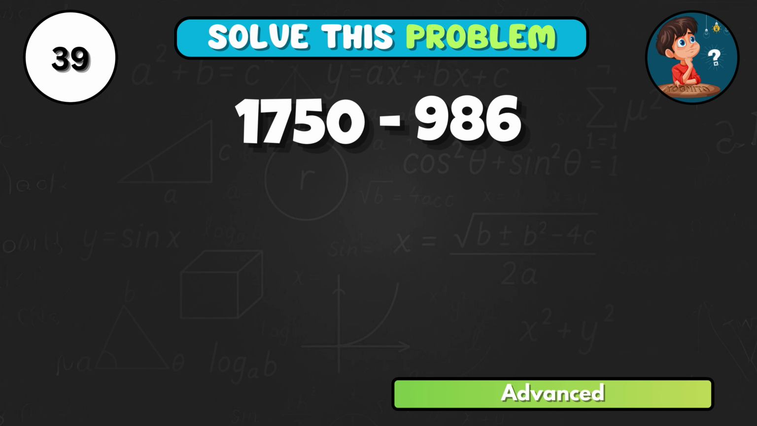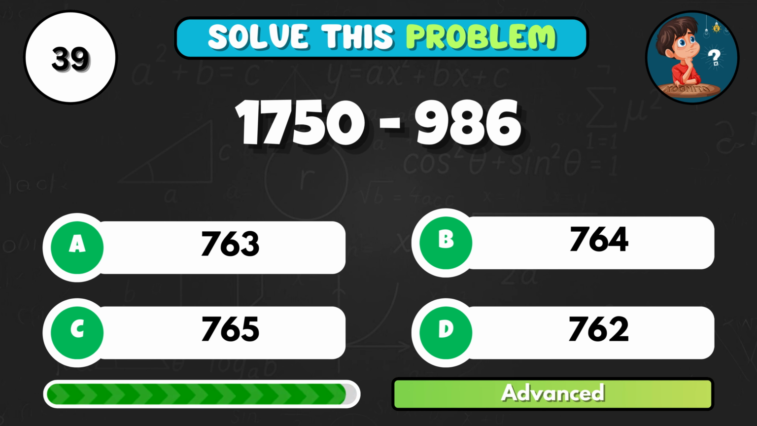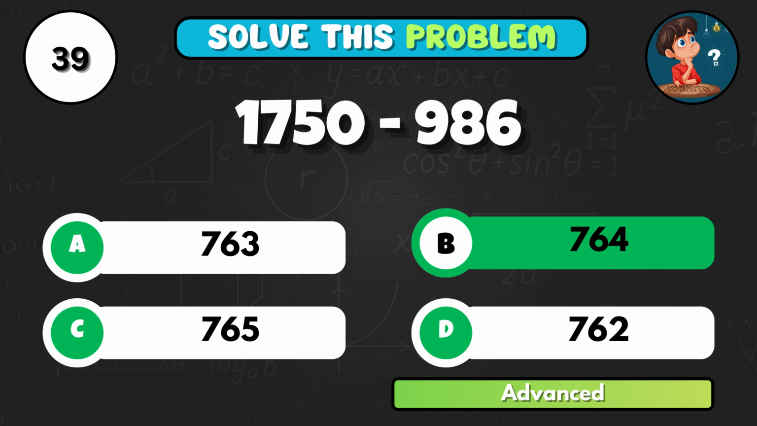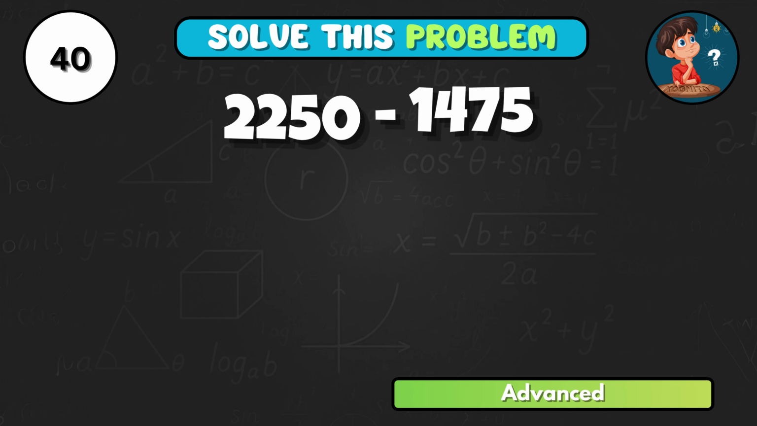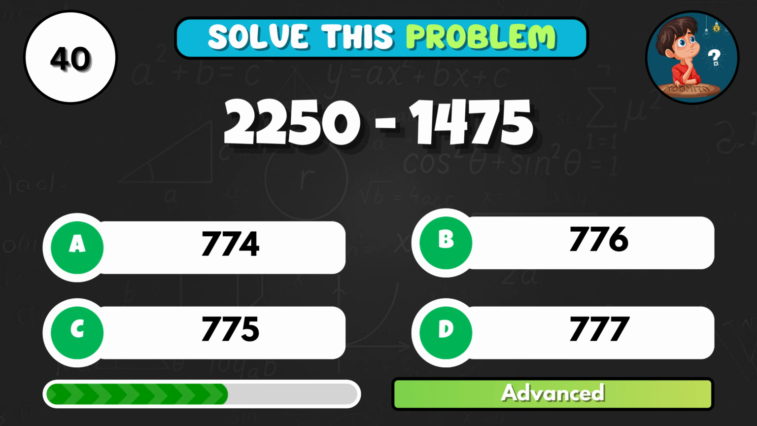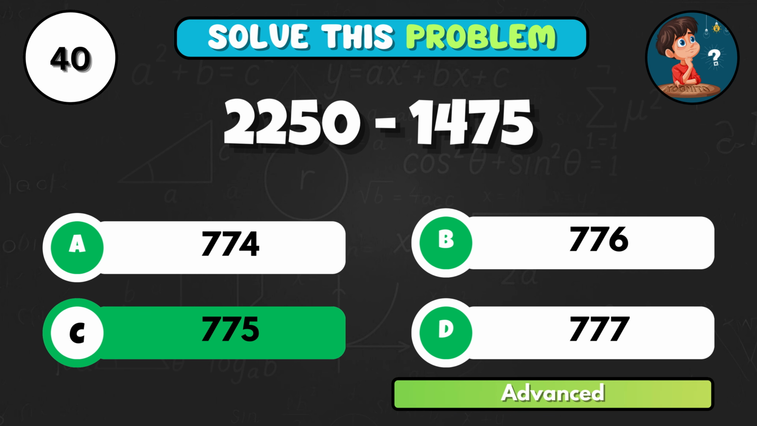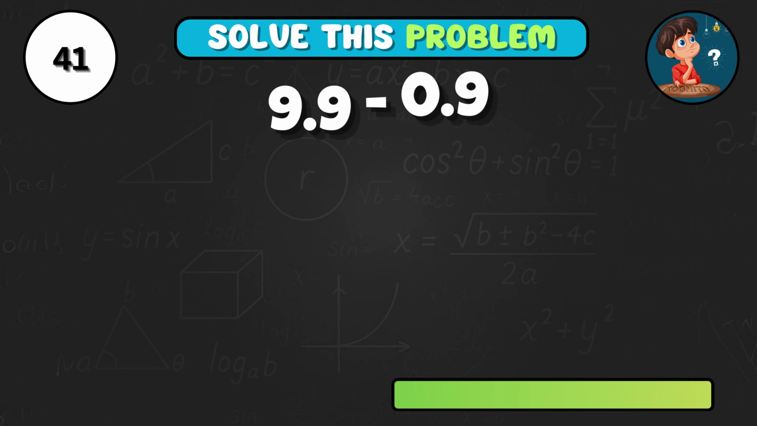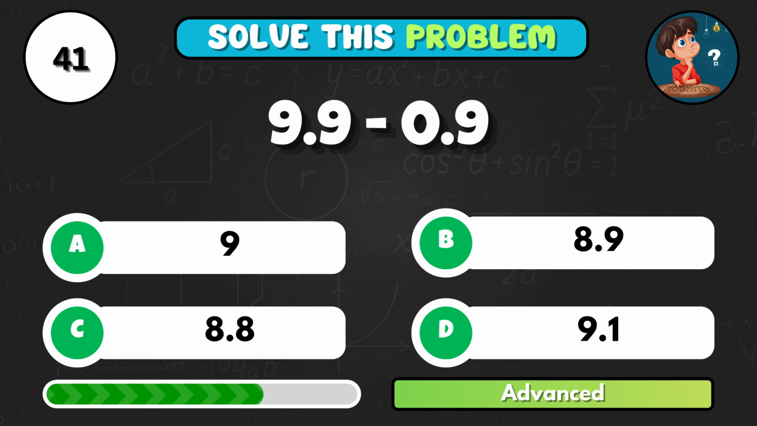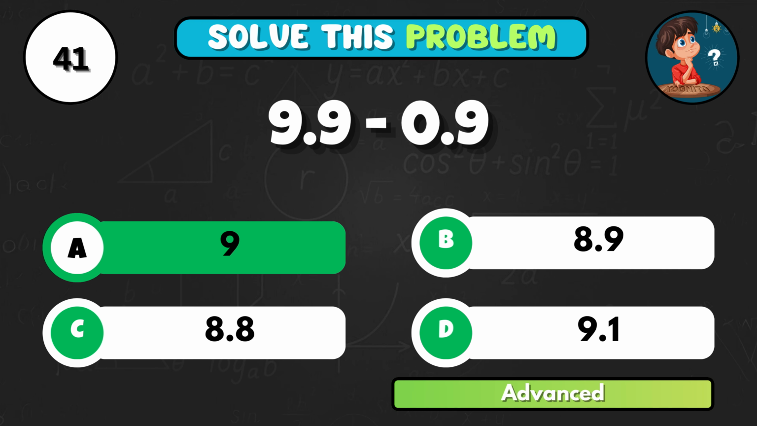What is 1,750 minus 986? Option B is right. That leaves 764. Subtract 1,475 from 2,250. Option C is correct. The result is 775. Subtract 0.9 from 9.9. Option A is right. You get 9.